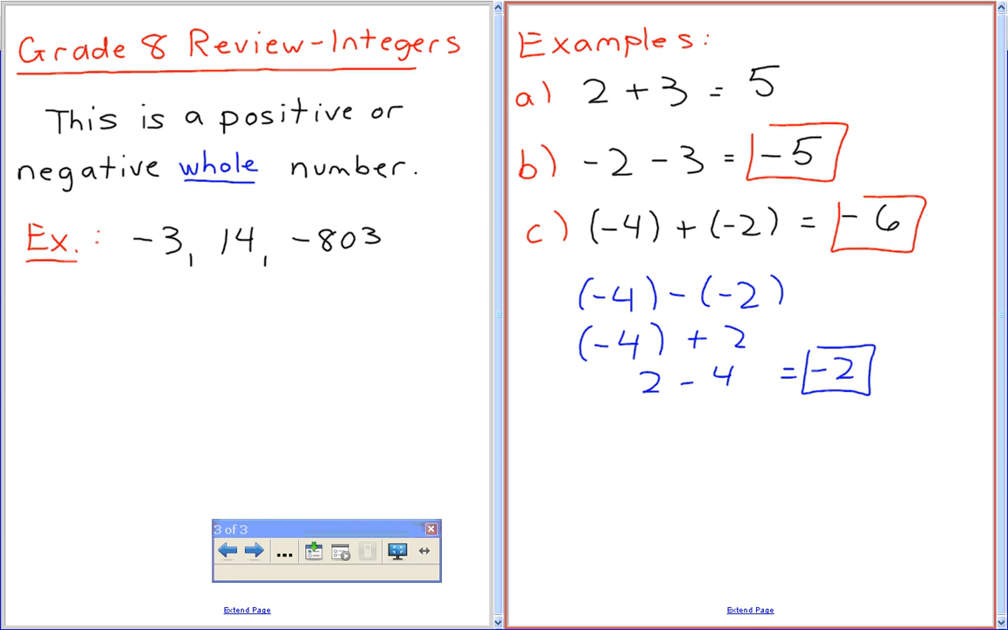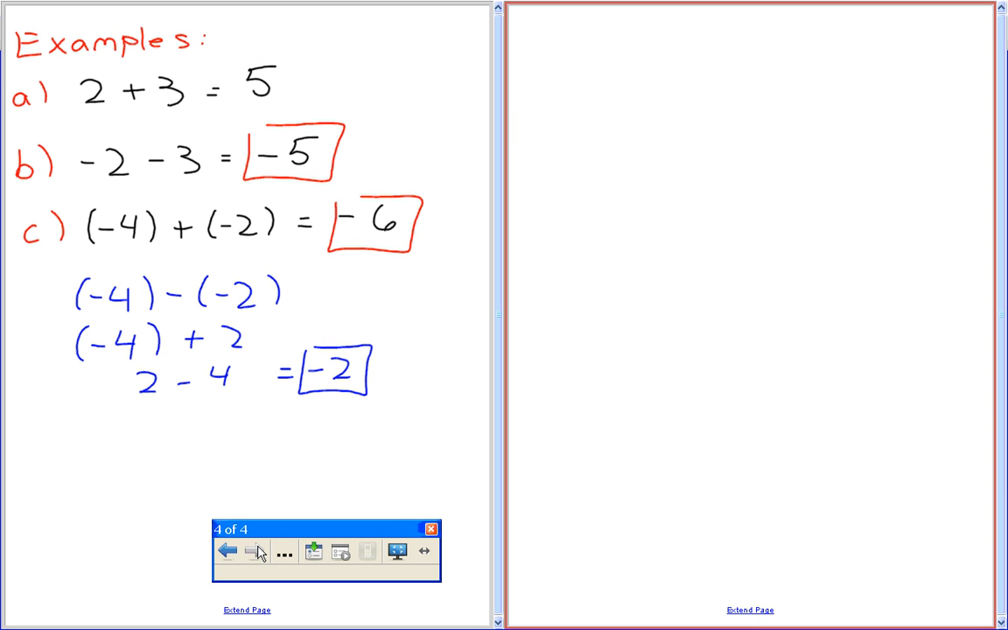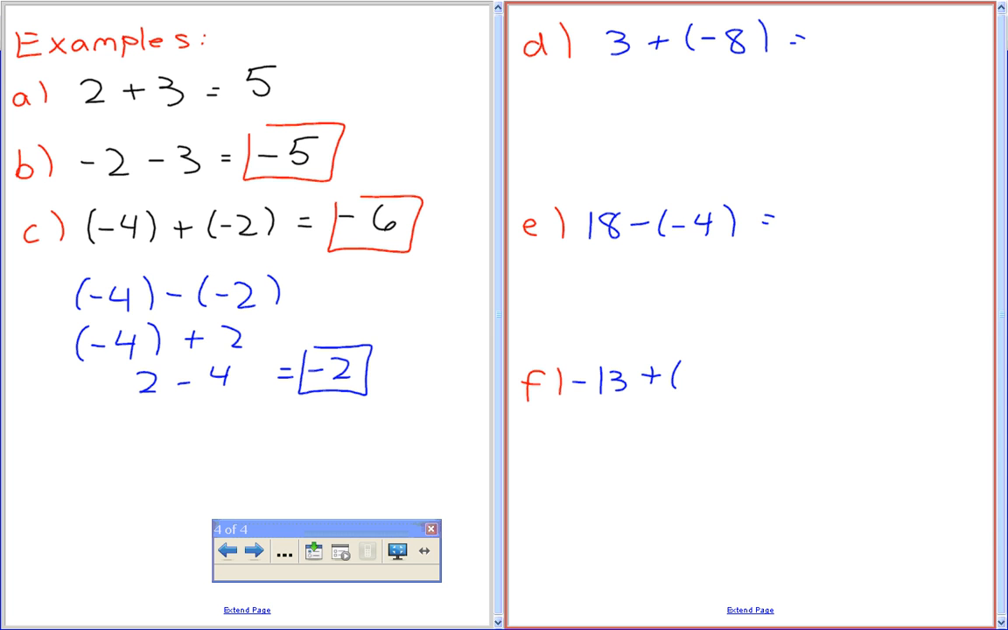All right, letter D. I'm going to throw up 2 on the board here, and I'm going to pause and give you guys a chance to try these yourselves. Letter D is 3 plus negative 8, E is 18 minus negative 4, and F is negative 13 plus negative 8 minus negative 7.